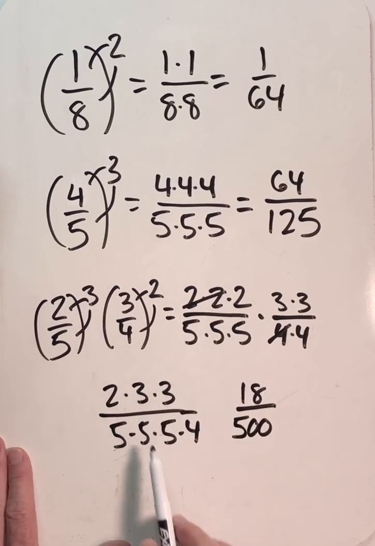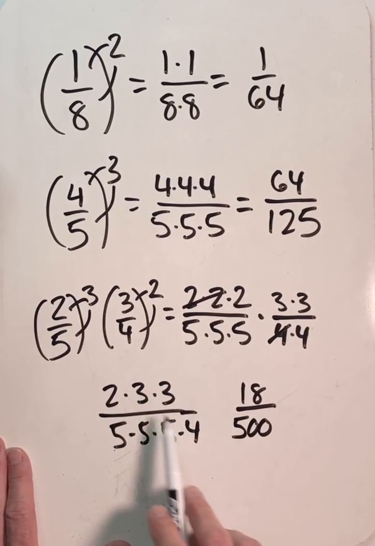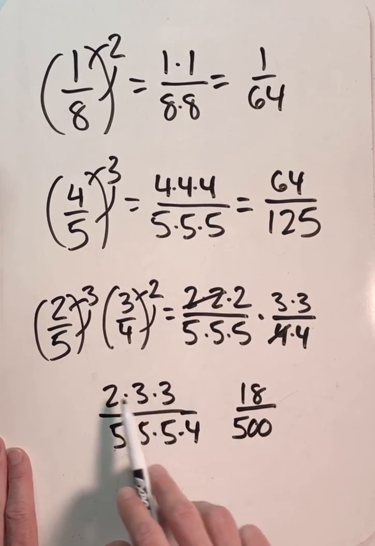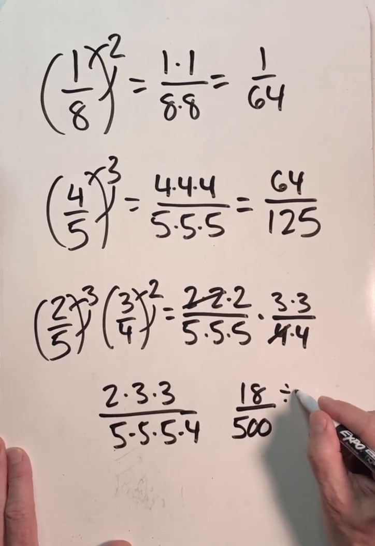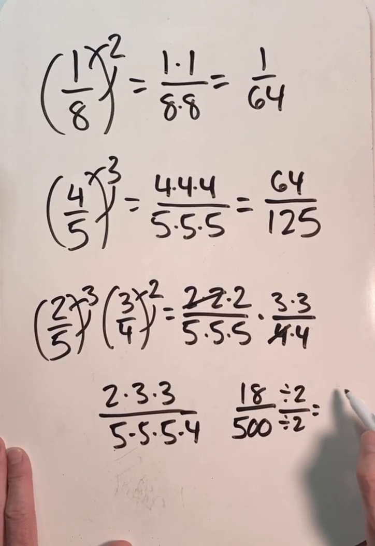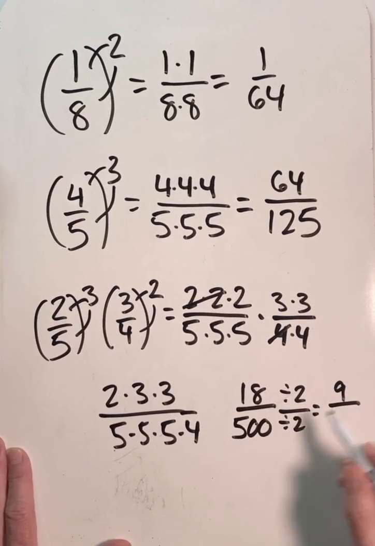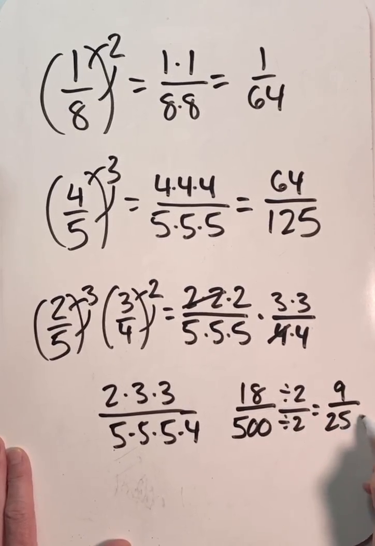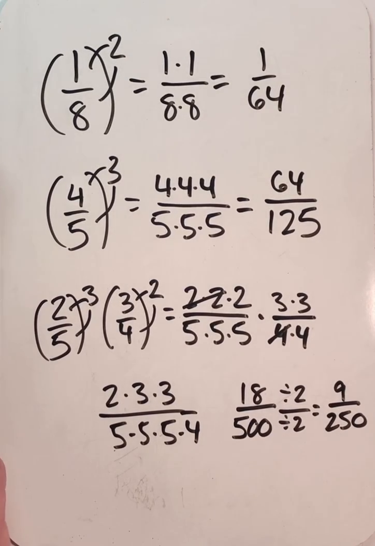Now, we could have also noticed here that I had a 2 here and a 4 here, so I really could have canceled one of those out, which is in effect the same thing as dividing each of these by 2. So 18 divided by 2 would be 9, and 500 divided by 2 would be 250. I know that 9 only has factors of 3 times 3 and 1 times 9. None of those are factors of 250, so this is my final fraction.